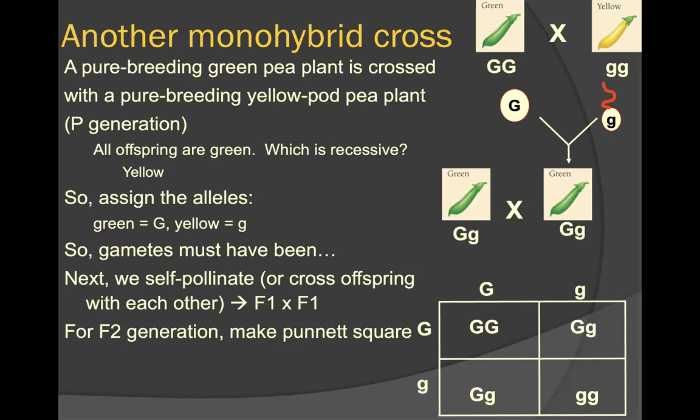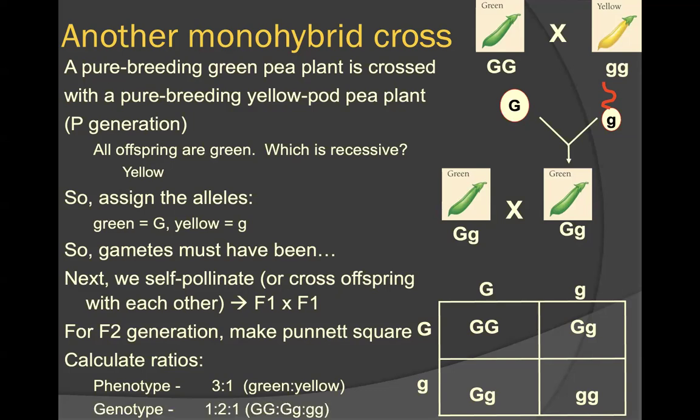Now we can complete our Punnett square, and we can see the offspring results here. We can also calculate various ratios. If we wanted to consider our phenotype ratio, we would have 3 green individuals to 1 yellow, the green individuals being those with the genotype big G, big G, or big G, little g. We could also state that phenotype as 75% green to 25% yellow. That would be acceptable as well. If we also take a look at our genotype ratio, we would see that we have 1 homozygous dominant, big G, big G, to 2 heterozygous individuals, big G, little g, to 1 homozygous recessive, little g, little g.